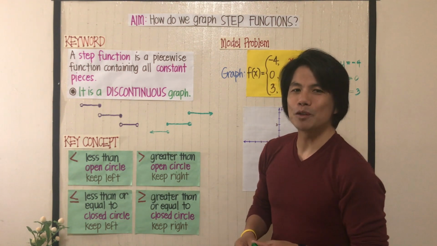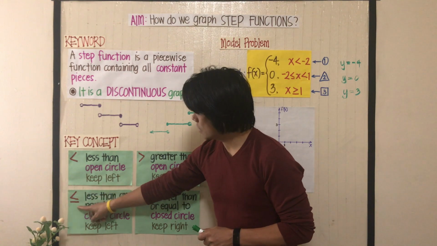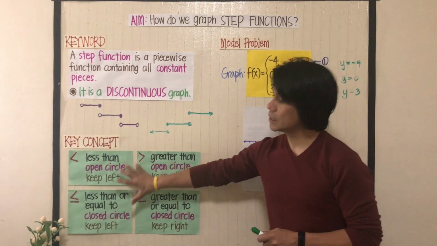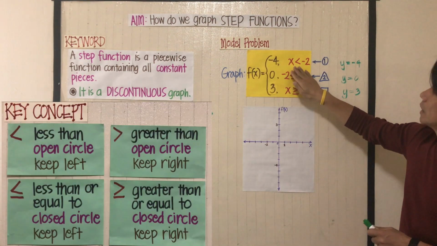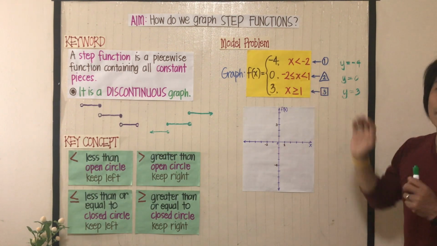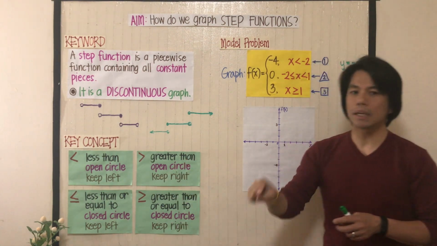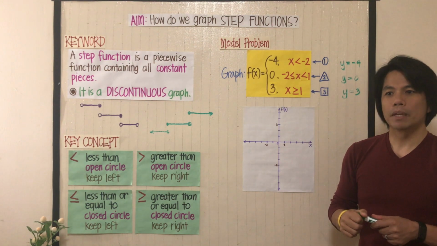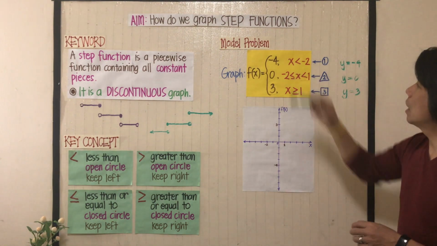I'm pretty sure that most of you are familiar with the 4 symbols here: less than, less than or equal to, greater than, greater than or equal to. These are the key concepts that we are going to apply, especially on the domain restrictions that are given in this function. So again, if you need to know about this key concept, just click the link below. It was discussed there, and you will learn a lot more about it. Now let's go to the model problem.